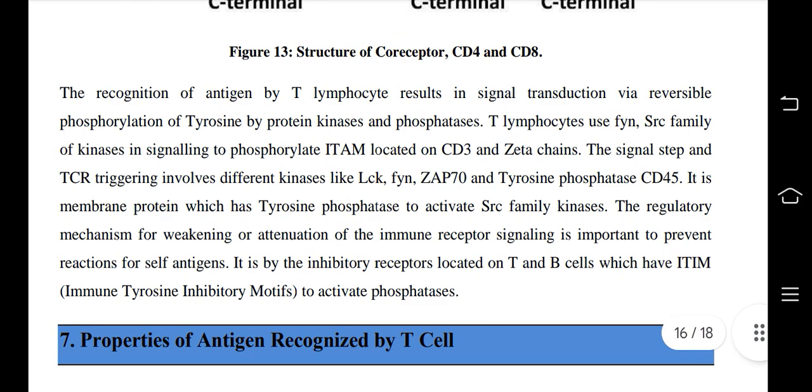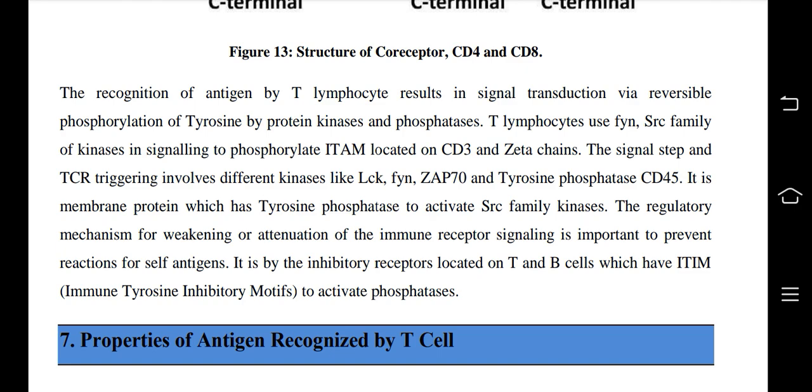The recognition of antigen by T lymphocyte results in signal transduction via reversible phosphorylation of tyrosine by protein kinase and phosphatase. T lymphocytes have Src family of kinases signaling to phosphorylate ITAM located on CD3 and zeta chains. The signal step in TCR triggering involves different kinases like LCK, FYN, ZAP70 and the tyrosine phosphatase CD45. It is a membrane protein which has tyrosine phosphatase activity to activate Src family kinase.